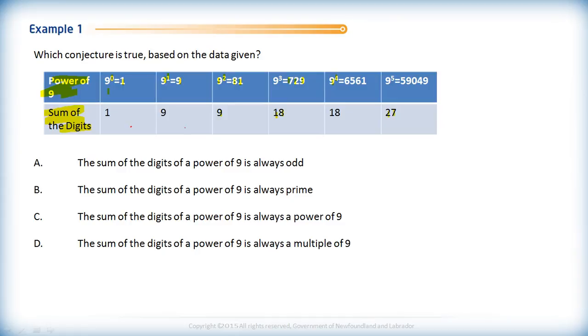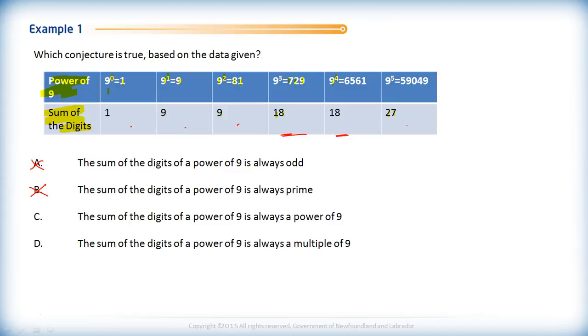If we only looked at the first three and maybe even that last one, we might believe that, but these two numbers are definitely even. So with enough empirical evidence, we can throw that one out with a couple of counterexamples. B: the sum of the digits of a power of 9 is always prime. There's not a single prime number there, and 1 is not really considered to be a prime, so that one's way out. Maybe the correct answer would be "is never prime." That would be a good conjecture, but not one of the ones we have.